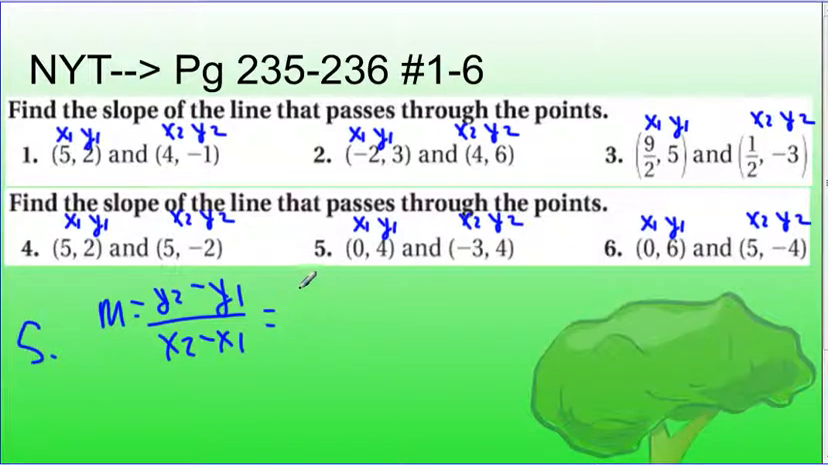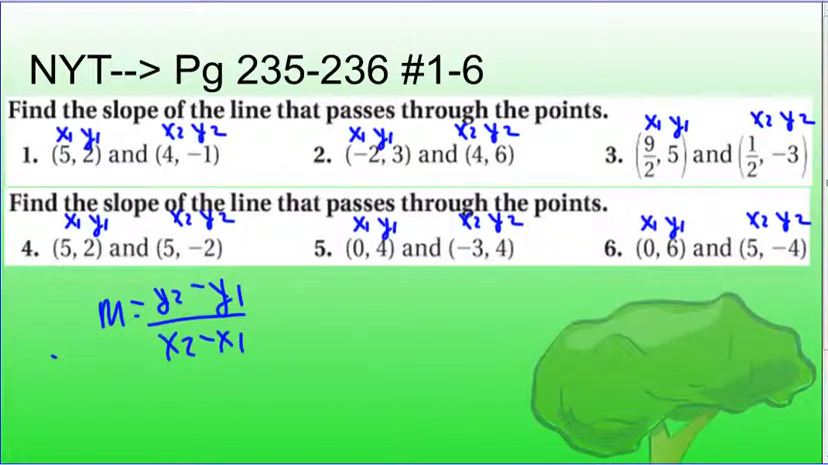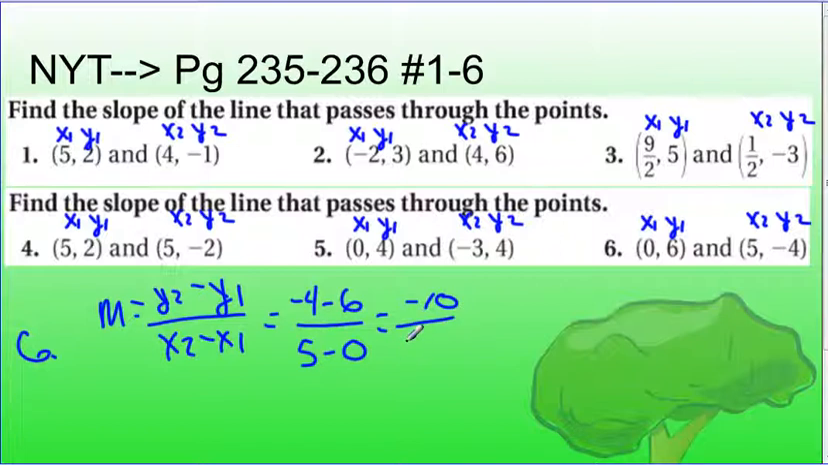Number 5. y2 minus y1 over x2 minus x1. 0 over negative 3. This does have a slope. You can take 0 divided by negative 3. You just get a slope of 0. So this is a perfectly flat line going sideways across. And last of these, number 6. y2 minus y1 over x2 minus x1. Negative 10 up top, 5 down below. Simplify, giving us negative 2 over 1, and simplify a little bit more, if you want to, negative 2.